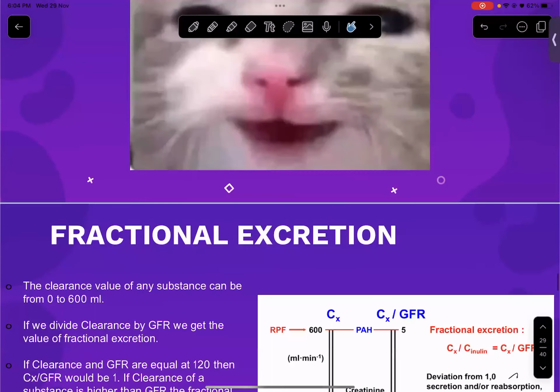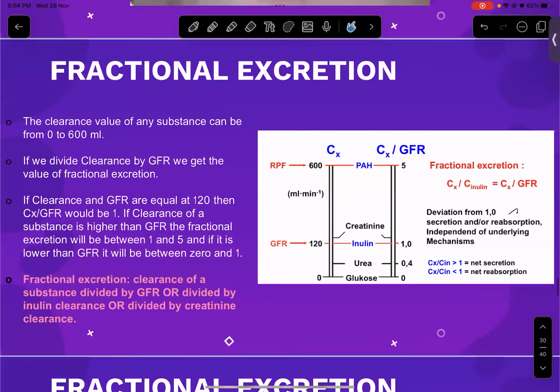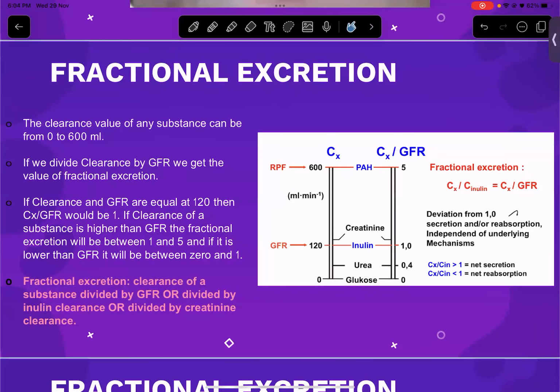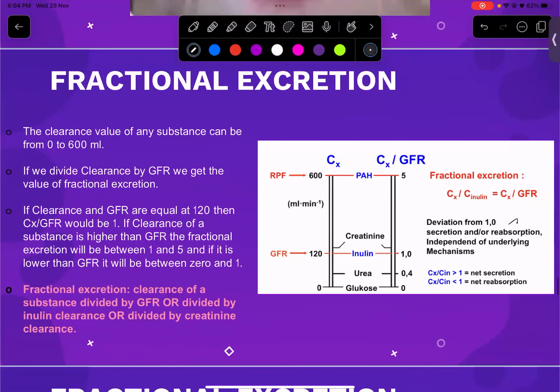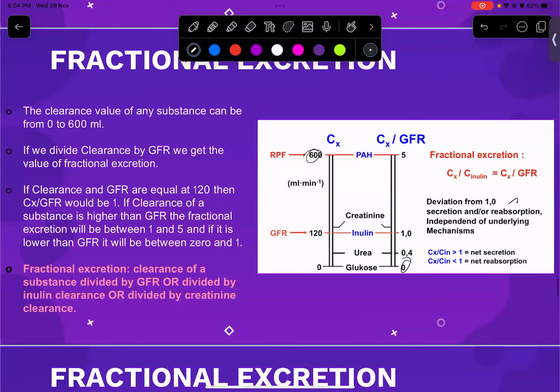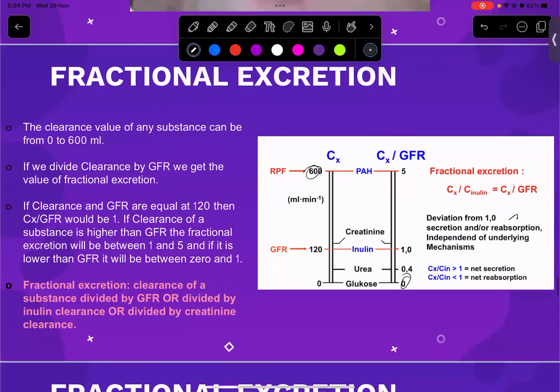Now we're finally reaching the last part, which might be a little confusing, but I'm sure you guys will get it. It's basically called the fractional excretion. Basically, the clearance value of any substance can range from 0 to 600. So you asked me about the maximum. The maximum is 600. This is why I'm saying the upper end of the threshold is 600, and 0 is basically the lowest thing that can be excreted or cleared.